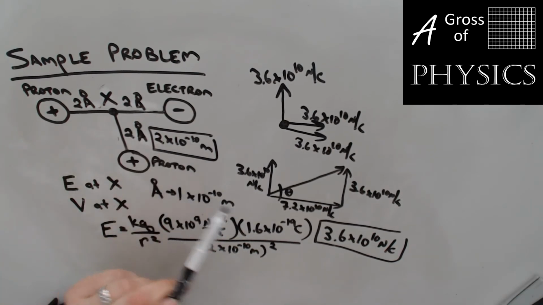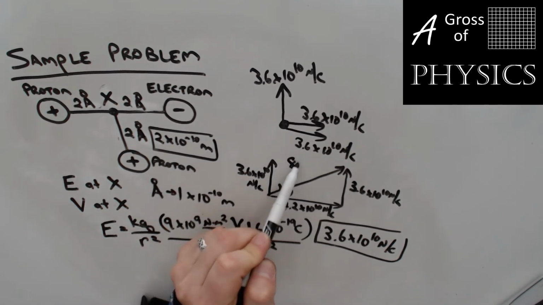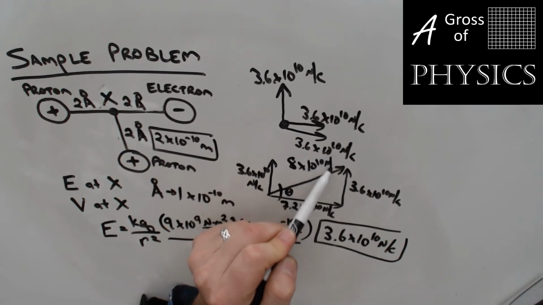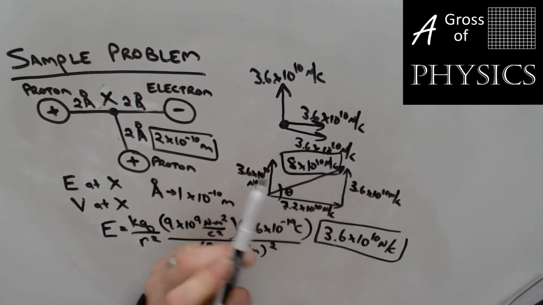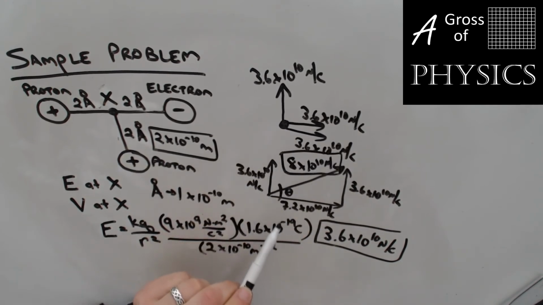So let's find the total answer. 3.6 times 10 to the 10 is already in my calculator. I'm going to square that. I'm going to add it to 7.2 to the 10, which I'm also going to square. And then I'm going to take the square root of that. So I'm going to get 8 times 10 to the 10 newtons per coulomb. That's the hypotenuse. But I also need the angle.